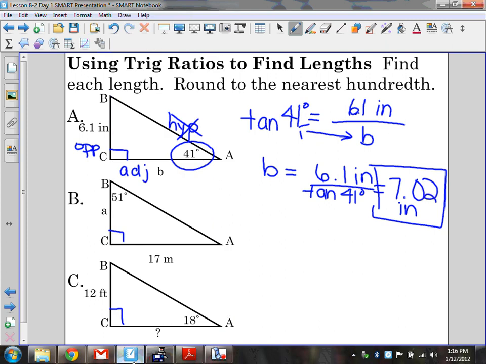Okay, so letter B. What angle are we given? We are given angle B, which is 51 degrees. Now we need to label our triangle. What is side BC? Adjacent. What side AC? Opposite. What side AB? Hypotenuse. What makes that adjacent? The fact that it's the leg of the triangle that touches the angle we're talking about.